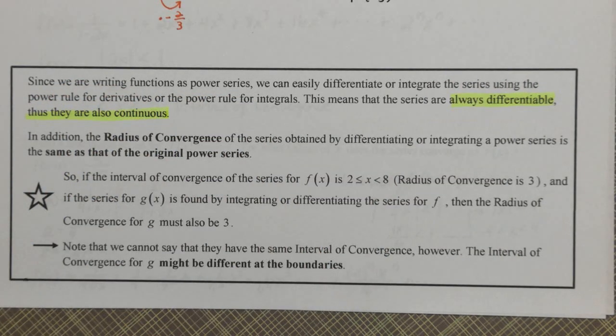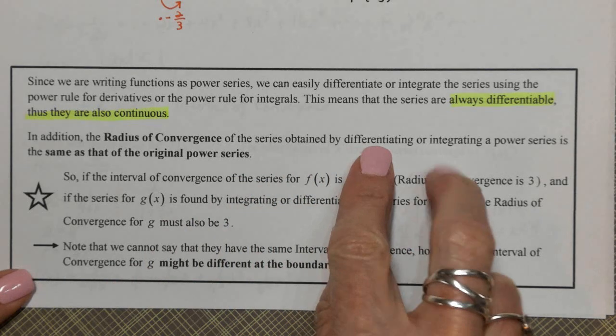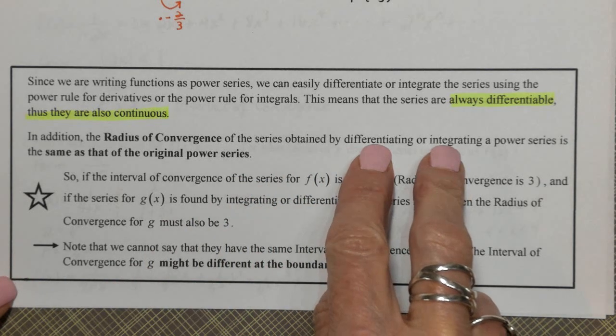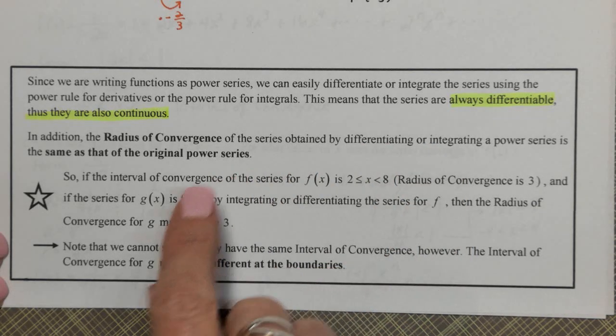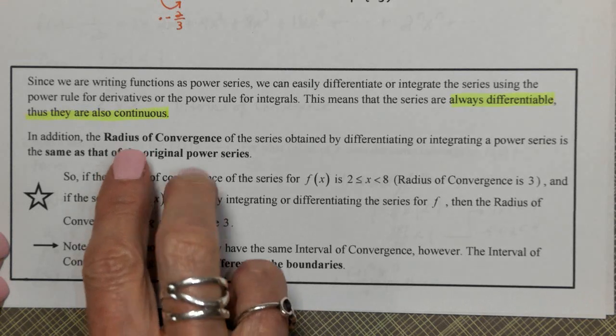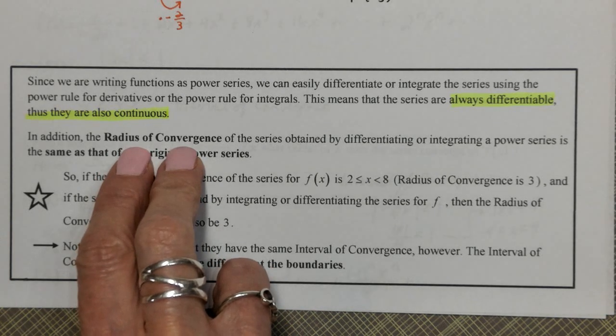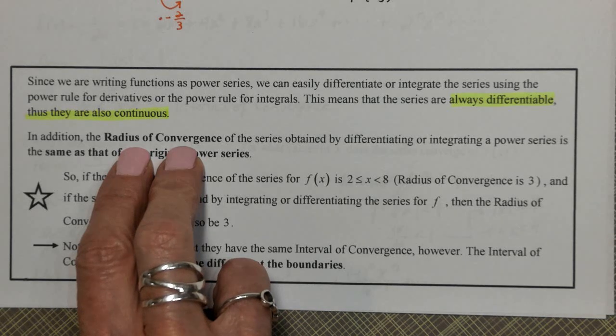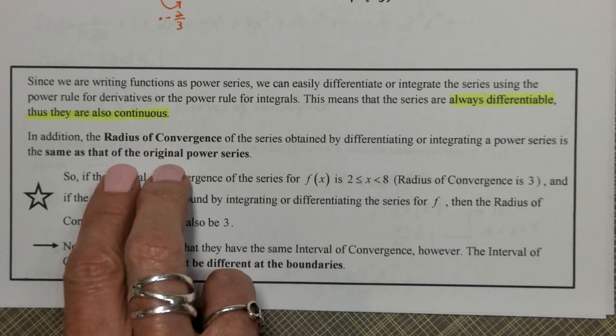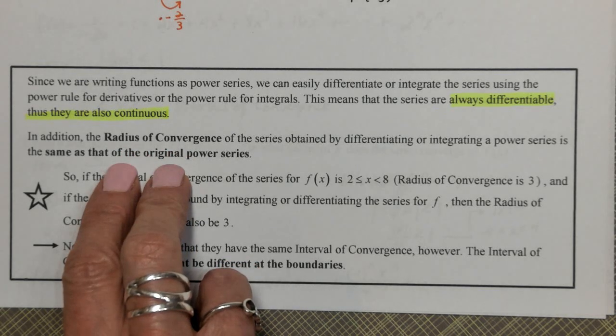In addition, the radius of convergence of the series obtained by differentiating or integrating a power series is always the same as that of the original power series. So if you know the radius of convergence of a series, you also know the radius of convergence for its derivative or its integral. You don't have to redo the whole thing.